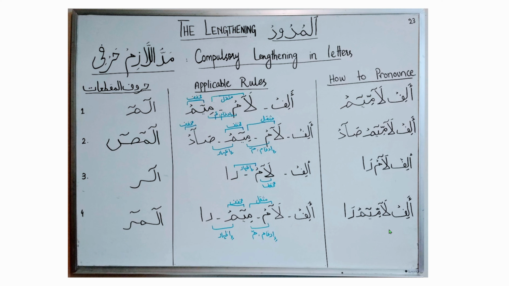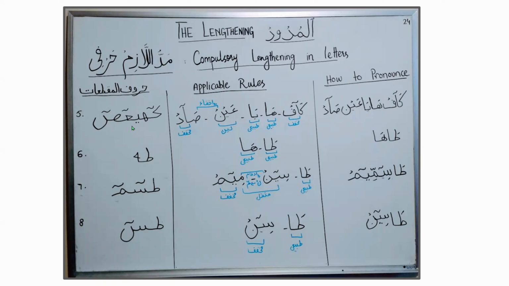In the next example, we can see kaf ha ya ain sad. We can see alif mad is followed by an original sukoon, 6 counts of maddul lazim harfi mukhaffaf, and then letter ha and letter ya are written like this, and we can see the conditions of maddu tabi'i in the letter ha and letter ya.